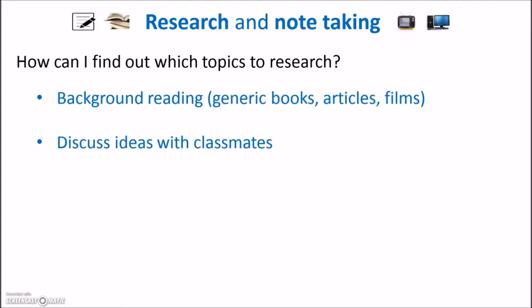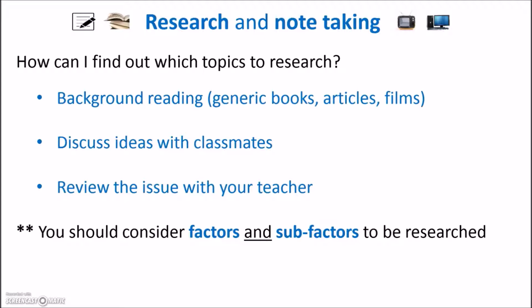You might also do this by discussing ideas with your classmates. Perhaps other people are considering similar topics or know something about the issue and thus can suggest possible options. And finally, you can obviously review the issue with your teacher, discussing with them the possible issues to research and trying to see if they have any further suggestions. Whatever you do though, you're trying to identify two things: the factors, which are your main issues, and also the sub-factors being the issues which relate to your main factors and will help you find out more detail.